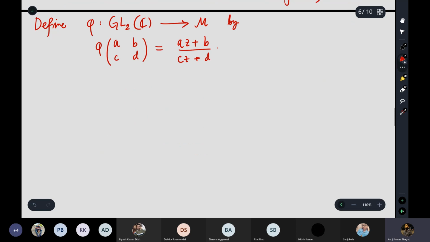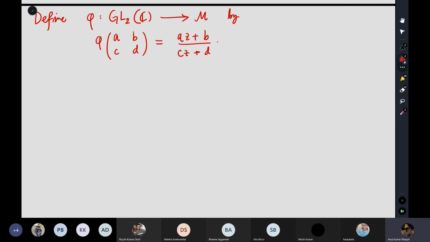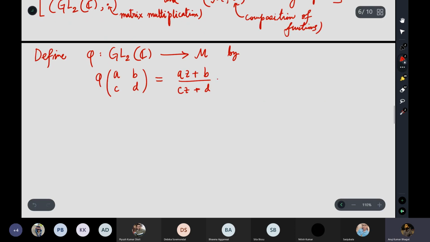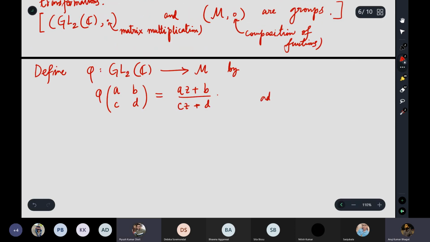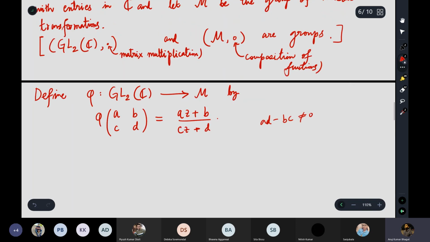So is this map defined? Is the definition correct? Yes, sir. So why is this a Mobius transformation? Because AD minus BC is non-zero, which is guaranteed by the fact that (A, B, C, D) belongs to GL2C. That means the determinant will not be zero. But instead of GL2C, if I take the collection of all matrices, then this map may not be well defined, because then the right hand side will not be a Mobius transformation.